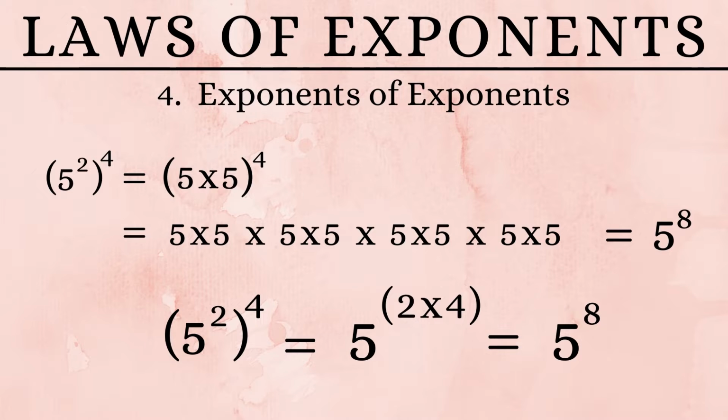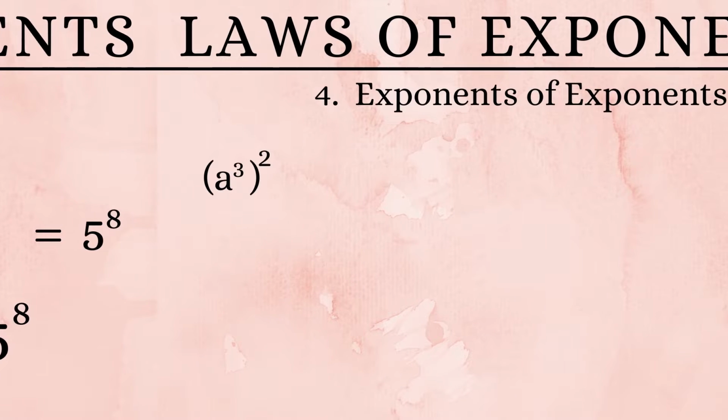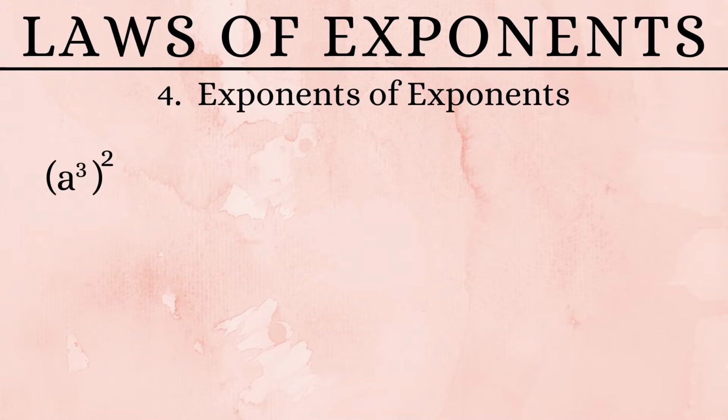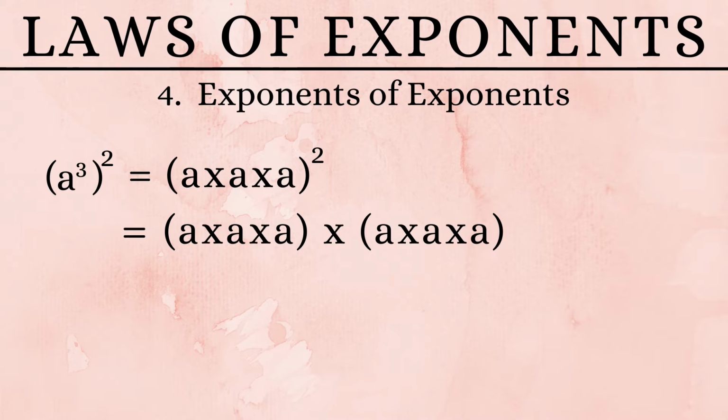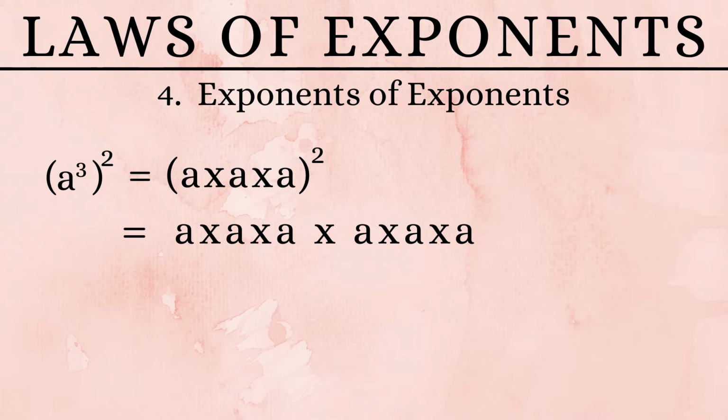Let us now check out another example with the variable a to the power of 3 the whole square. Expanding a to the power of 3, we get a into a into a. Expanding further, we need to find the product of a into a into a multiplied twice. And that results in a multiplied 6 times, which is nothing but a to the power of 6.